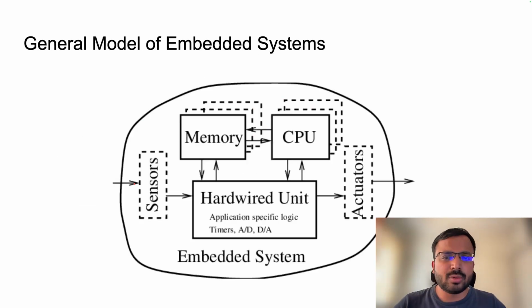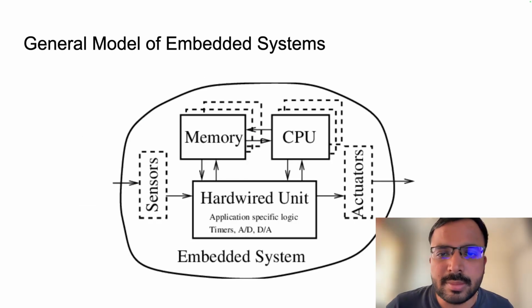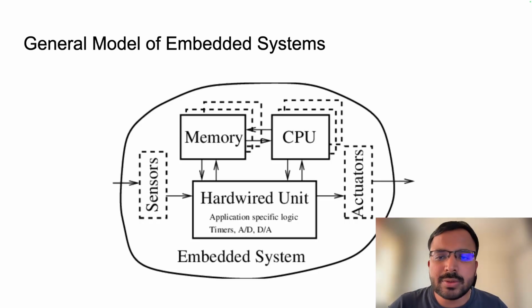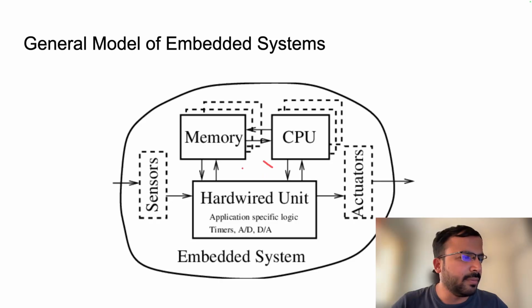Now let's move to what is a general model of an embedded system. What are the basic components which will exist in every embedded system? This diagram represents the same. The first very basic thing is your CPU. It will have a processor to manipulate the inputs which it is getting from the external environment, and display it or output it to the external environment. Then of course it will have memory to store certain information.